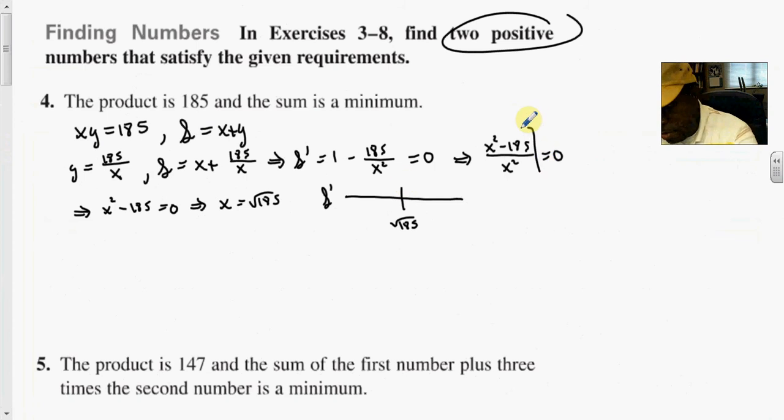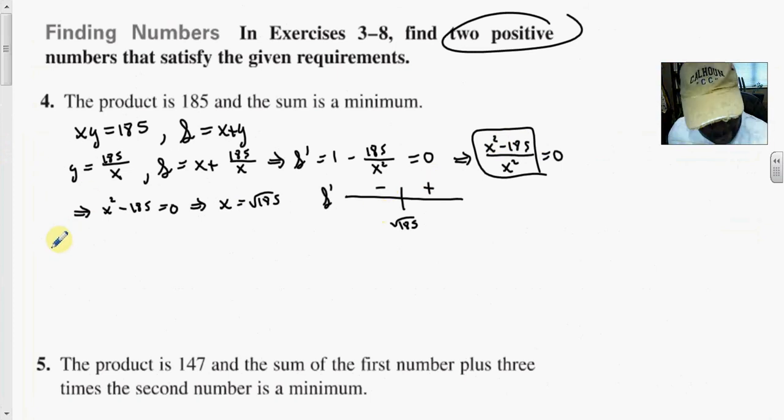We can use this. So take a number less than the square root of 185. Let's take 1. We get negative. Take a number bigger than that. Say, for example, if you take 100, plug it there, we get positive. So we have a minimum at x equal to the square root of 185.